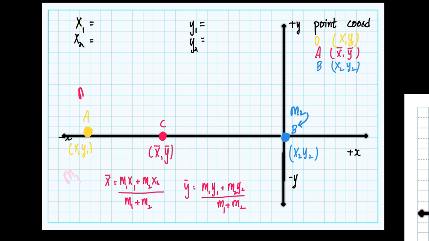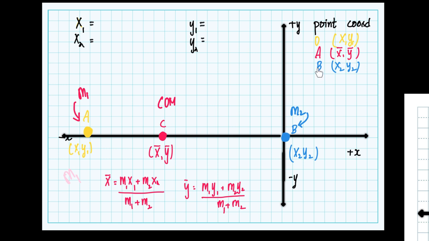And then we have M1, which is placed at A with coordinates x1 comma y1, M2 with coordinates x2 comma y2. The center of mass is placed at C, with the coordinates x bar comma y bar.